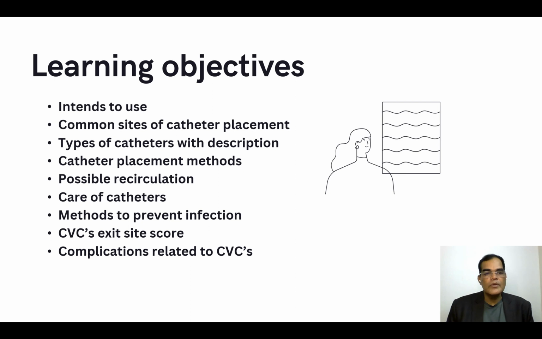In what cases we will use central venous catheters, the common sites of placement of central venous catheters, the types of catheters with a little bit more description, the catheter placement method, how to place the catheter and what caution to be taken, and how do we see whether the catheter is placed properly. Then one detailed explanation will be on possible recirculation in central venous catheters and how to minimize it. That also will be discussed in a little bit of detail.